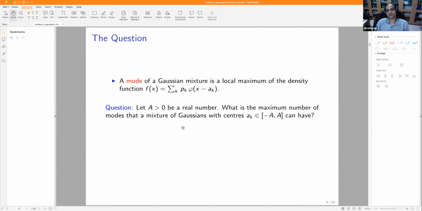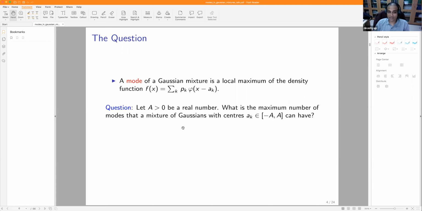So the question we are addressing is the following. I look at an interval from -a to a, where a is some real number. I'm looking at the closed interval from -a to a, and I force the centers of the Gaussians all to lie within this interval. Then I take any mixture of Gaussians whose centers lie within the interval from -a to a, and I ask what is the maximum number of modes the resulting density can have.